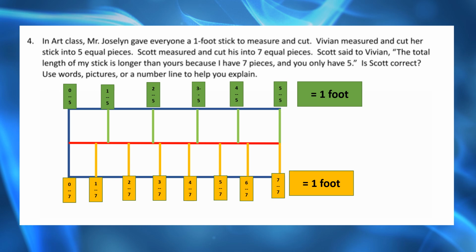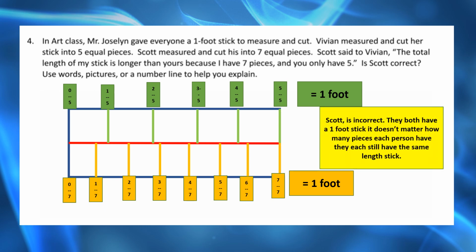Scott said to Vivian, the total length of my stick is longer than yours because I have 7 pieces and you only have 5. So is Scott correct? Is his stick longer than Vivian's? No, Scott is incorrect. They both have a 1-foot stick. Doesn't matter how many pieces each person has. They each still have the same length stick. So he's wrong, obviously. Now, if you need to pause your video to make sure that the information on my screen is on your paper, go ahead and do so now.